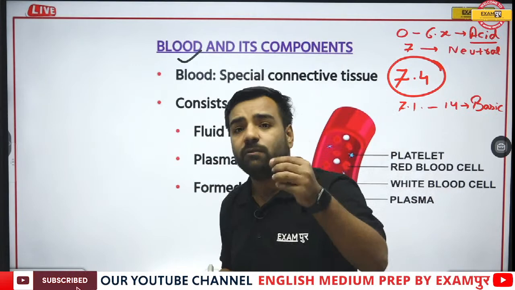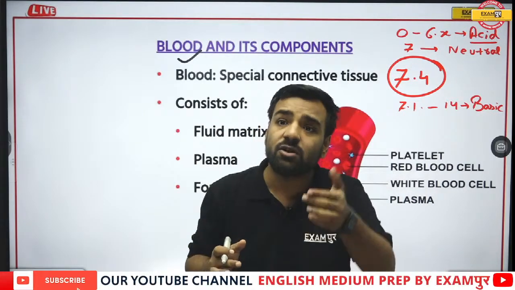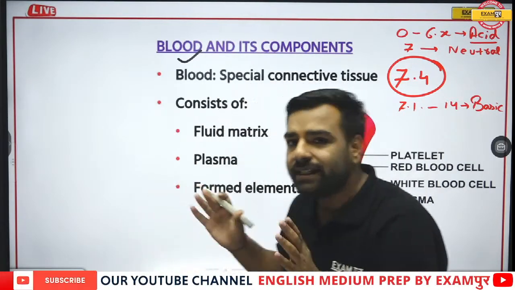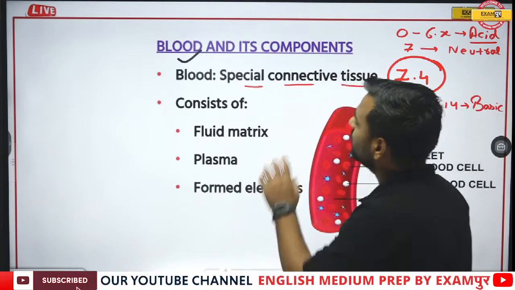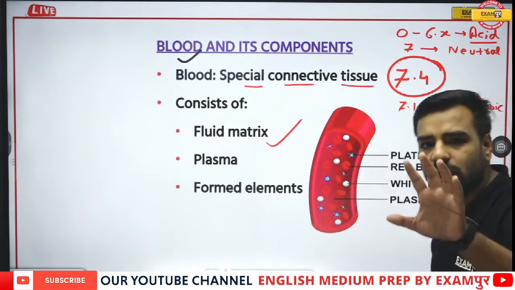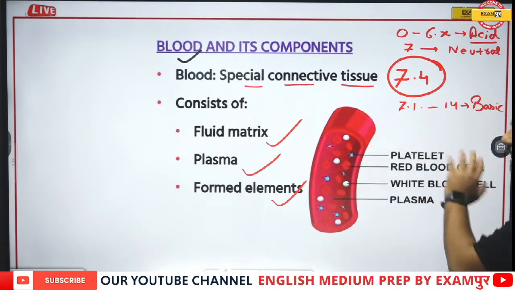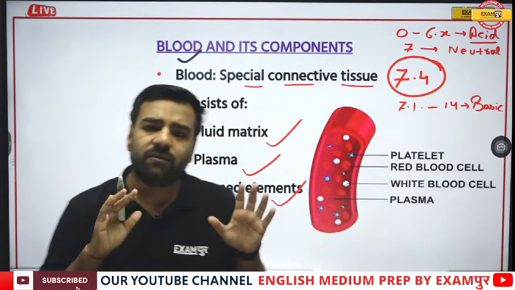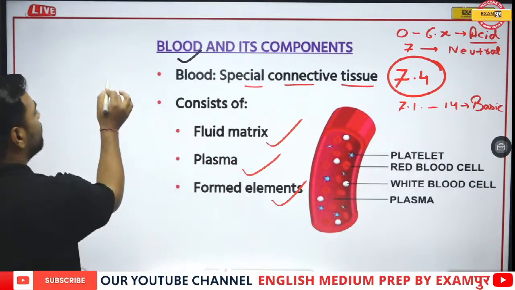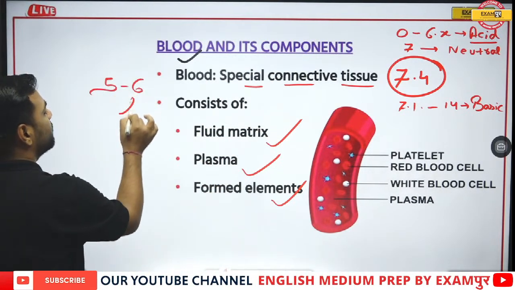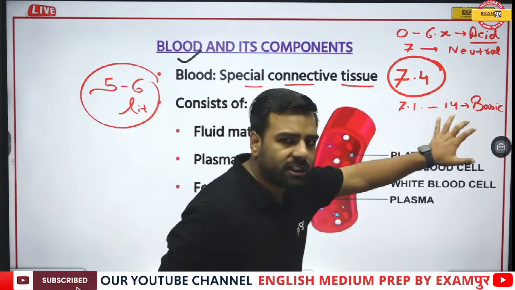Now, one more question comes. If we have red colored blood, why is it red? Because of the presence of hemoglobin. Fine. So here, what I was saying, blood is a special connective tissue which consists of a fluid matrix, that is the liquid part. Apart from that, plasma is there and formed elements are there. Now, one more thing. If someone asks you what would be the quantity of blood in our body, please remember it is around 5 to 6 liters. Fine. So this was the quantity. This was the pH value.